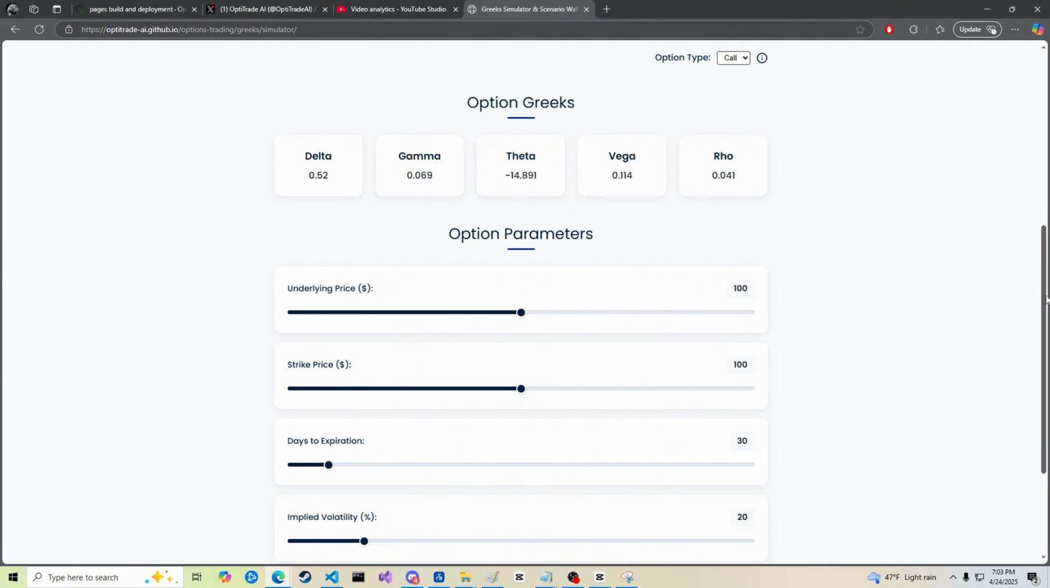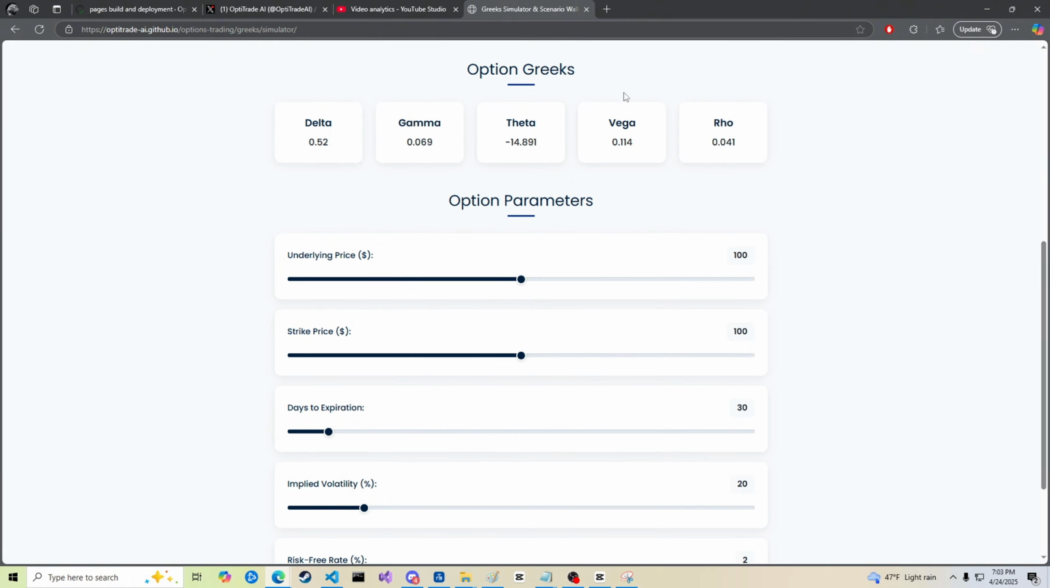But really, you'll be able to just look at these option Greeks, look at the parameters, and play around with them and move these sliders and see how it affects the core Greeks, right? Which is really cool to see in real time. Expiration, for example, you can see how that is affecting the Greeks, the strike price, and everything in between.